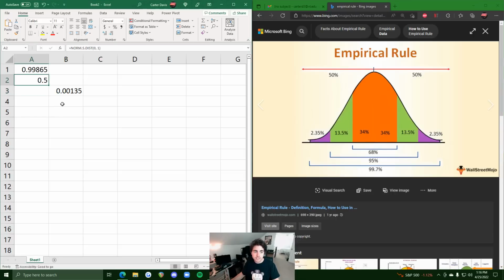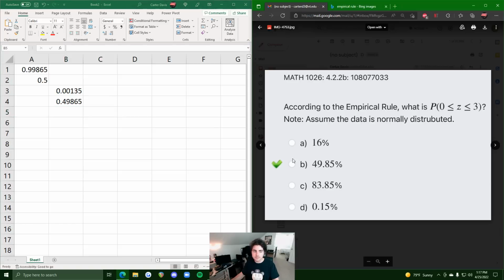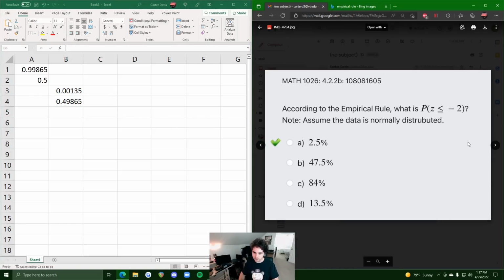So really, if we just take this minus this, we will get the difference between z equals 3 and z equals 0, between here and the middle. And if we do just equals this minus this, we get 0.498, very close to 50%. All right, let's keep it going. What else do we have?